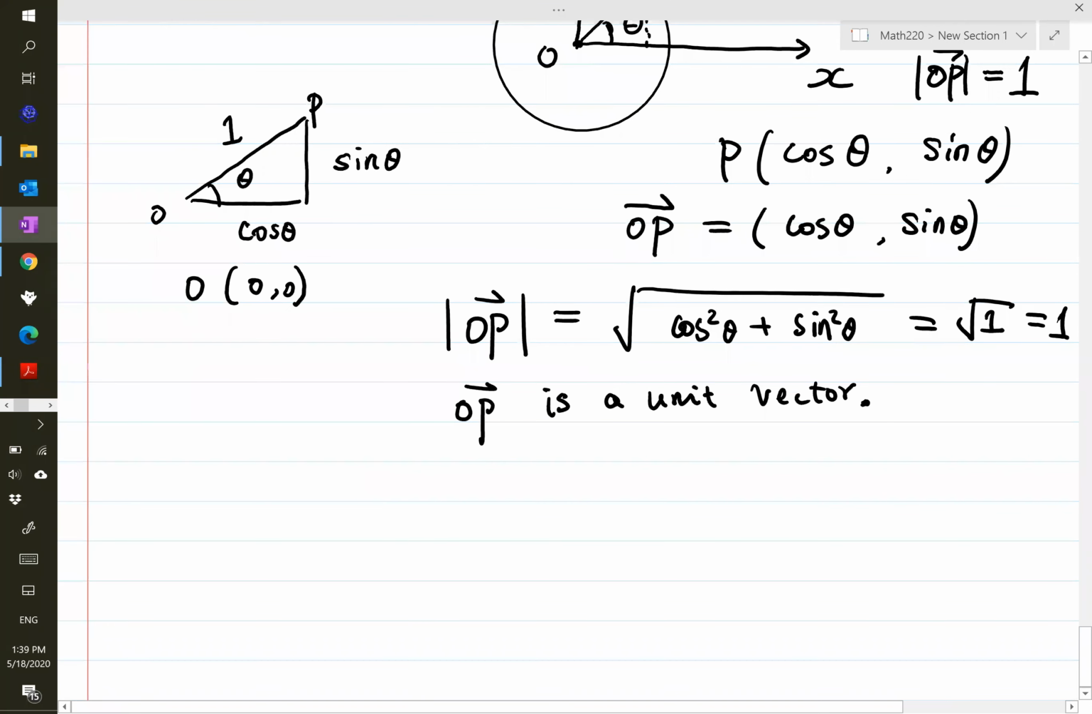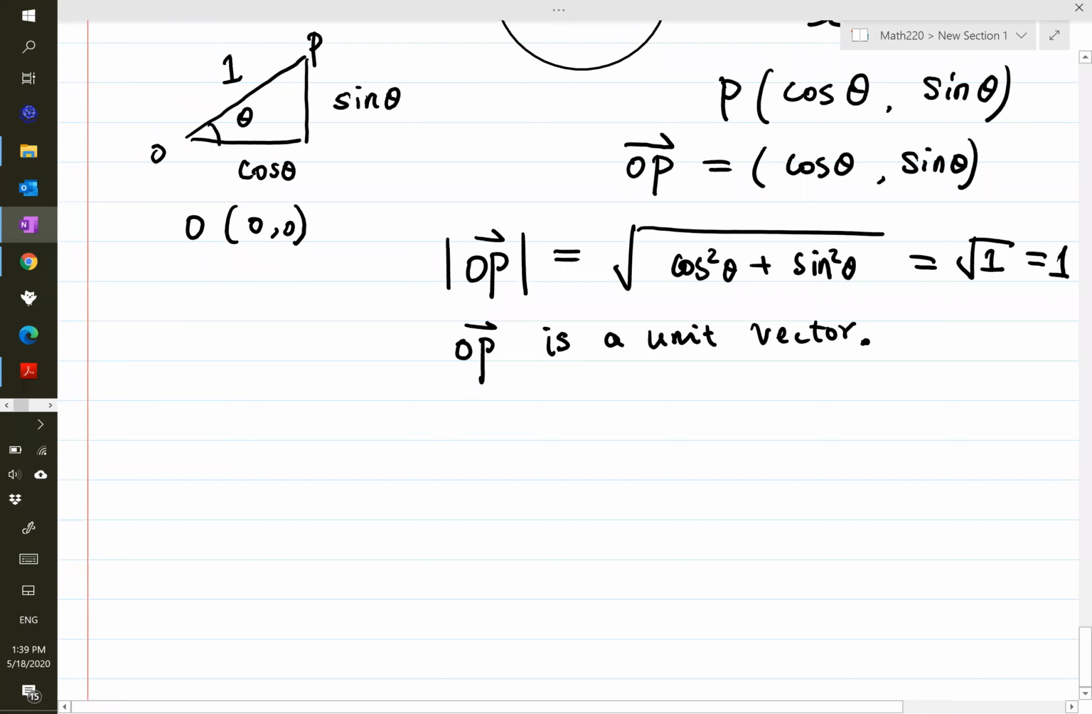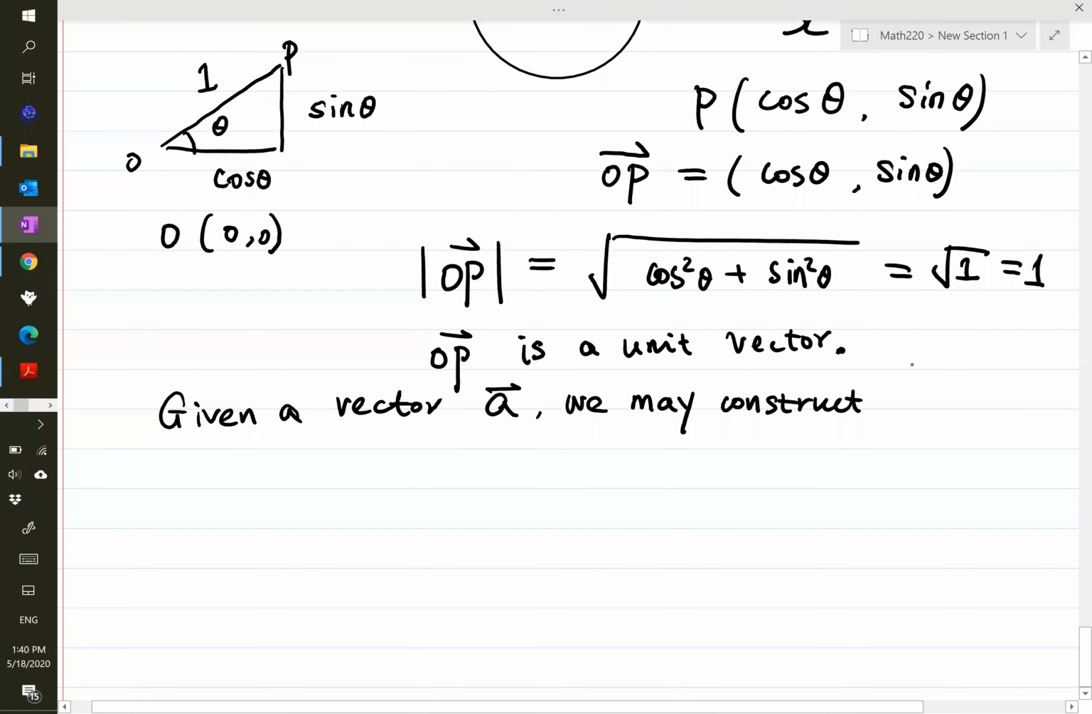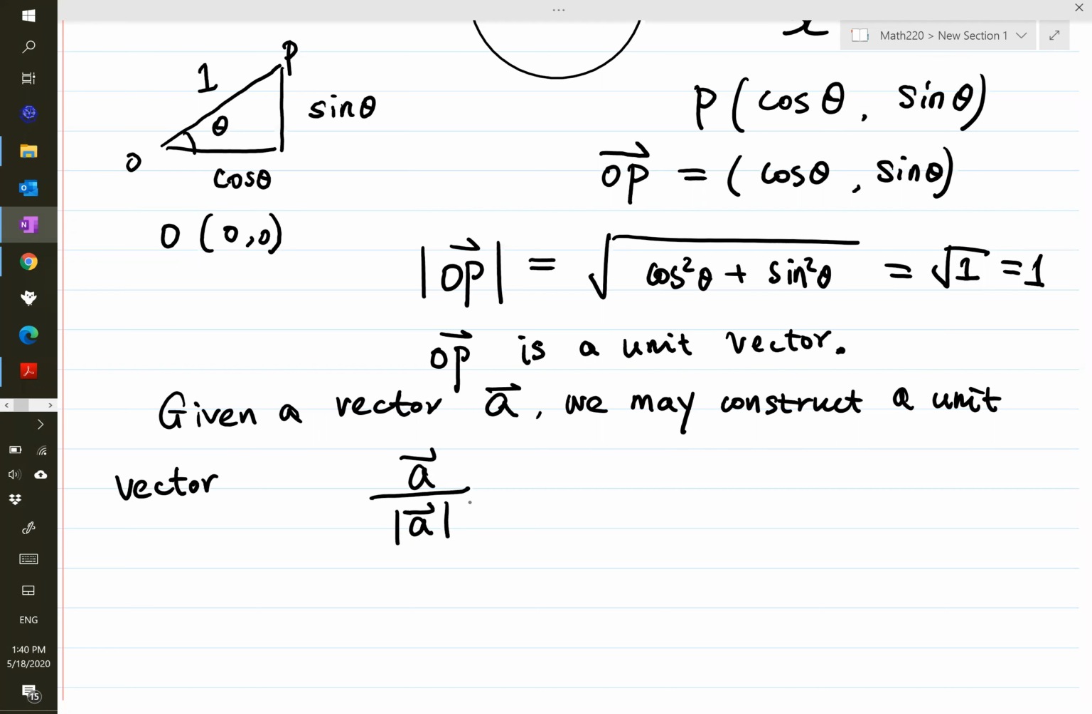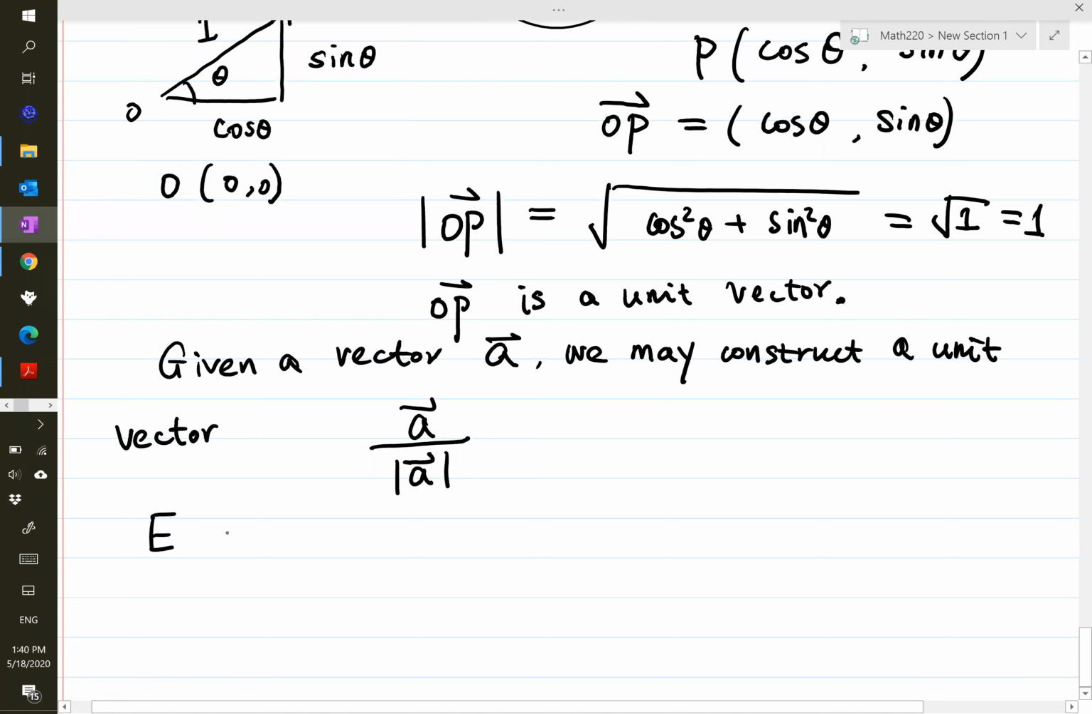Now, given a vector, we can produce a unit vector along the given direction by dividing by its norm. Given a vector A, we may construct a unit vector in the same direction as A. We take the same vector A, but divide by its norm. Then we get a unit vector in the direction of A. This process is called normalization.